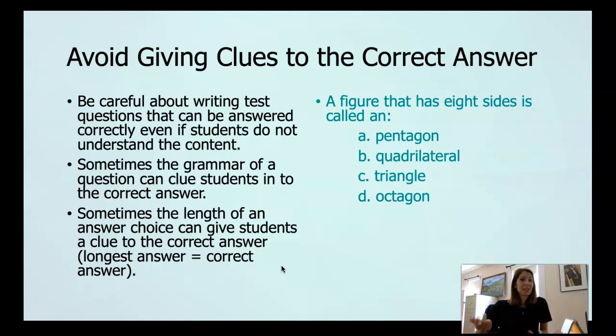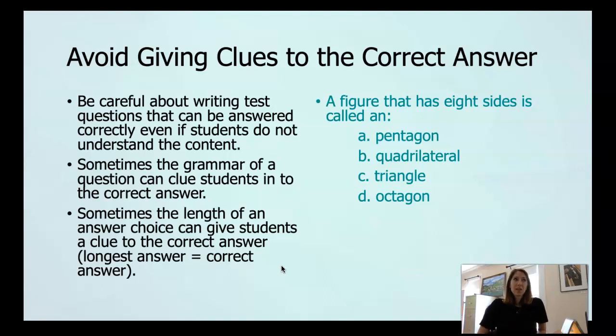So I could guess my way through that answer simply by having some basic knowledge of English grammar, even if I had no idea that an octagon has 8 sides. So you want to make sure that you're not giving away the answer by the way that you construct a question.